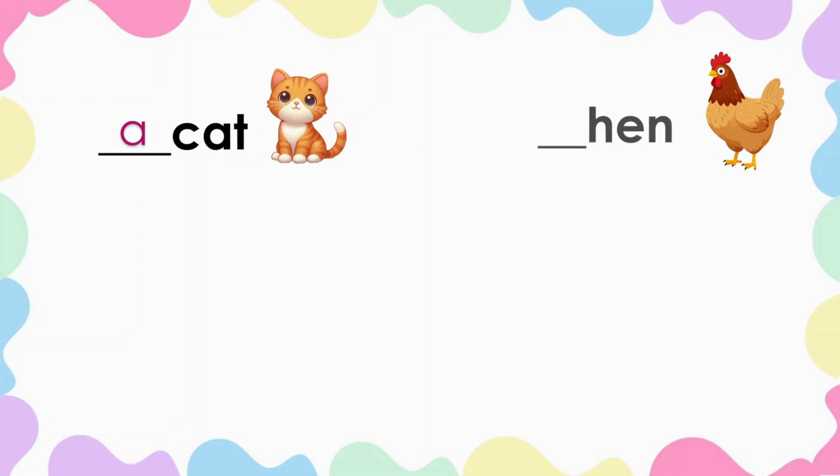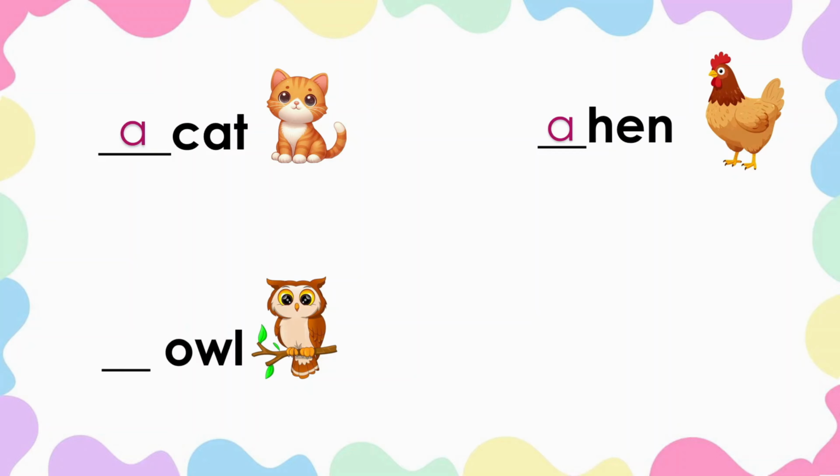Next we have hen, H-E-N, hen. So with hen we will use a hen, because hen starts with letter H and H is a consonant. Next we have an owl, O-W-L, owl. Owl starts with letter O and we know that O is a vowel. So we will use an owl.